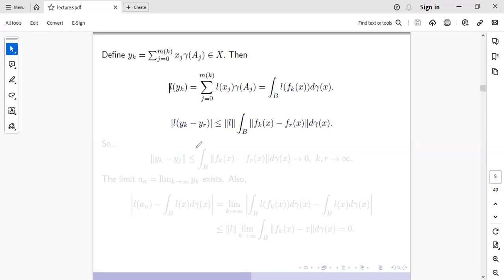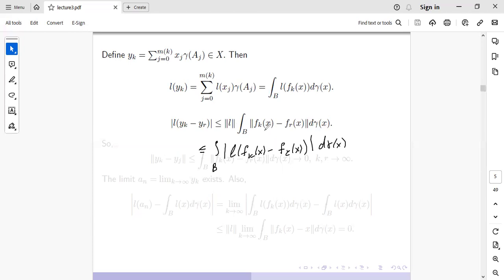This equality implies that if we apply some functional L to the difference yk minus yr, then this is less or equal to the integral of L applied to fk of x minus fr of x, absolute value d gamma x. So then we can estimate it as the norm of L times the norm of the difference.